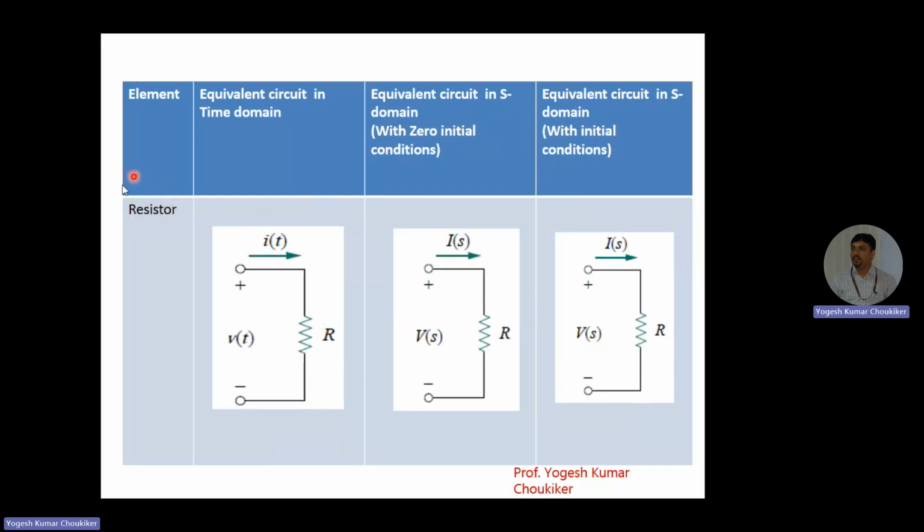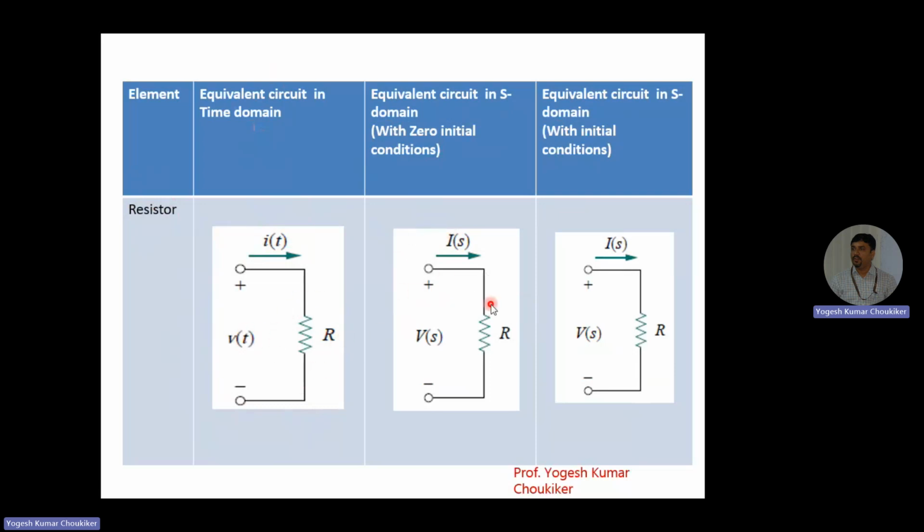For the case of a resistor, in the time domain, that is the equivalent circuit model, v(t) is the applied voltage and the current i(t) will flow and pass through the resistor. If we apply Ohm's law, we can calculate the value of R. So this is in the time domain. With zero initial condition, the initial voltage is 0 and the initial current is 0.